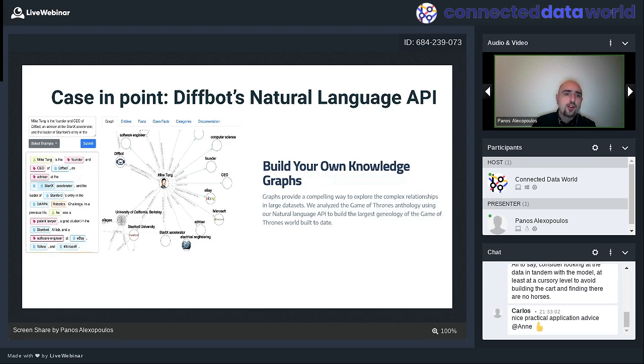And part of its offering is an NLP API, a natural language API, that, given a text, builds a knowledge graph. So you see here that it gives the biography of actually its founder, Mike Tung, where he studied, what's his current role, etc. And when you run this, it gives you a knowledge graph. So it says, for example, that one of the positions he has held is founder, that he has worked at eBay, and that he has studied at Berkeley, which seems impressive. And it is impressive.